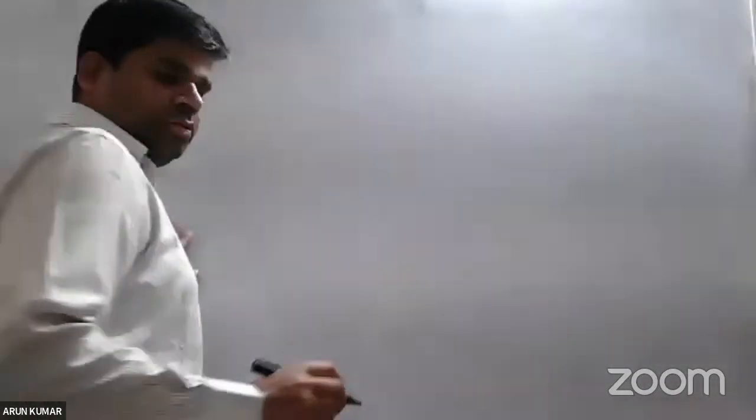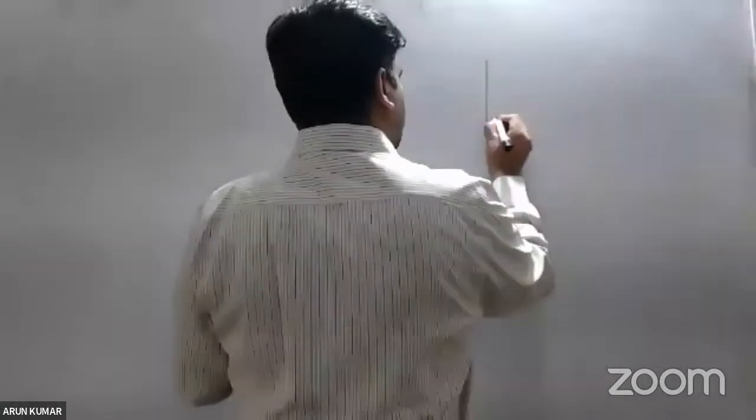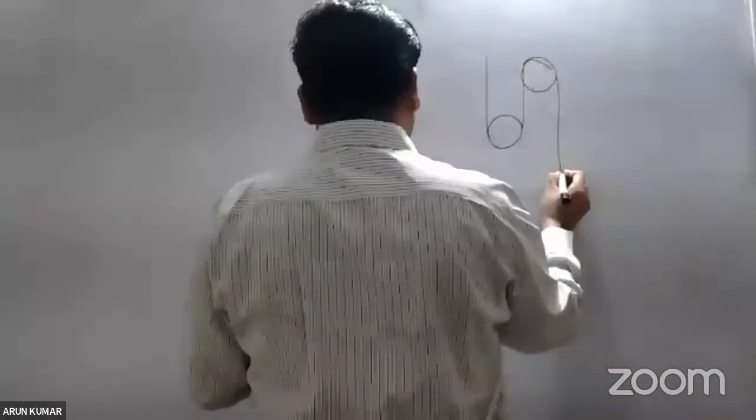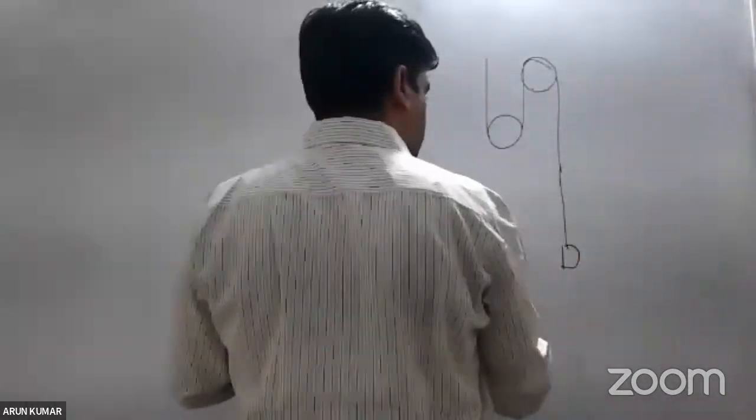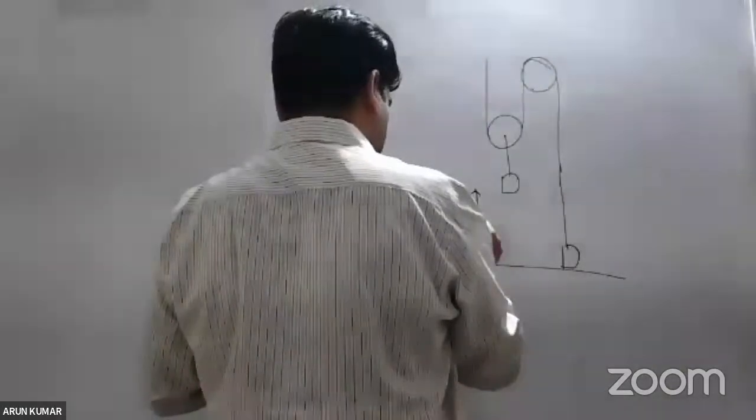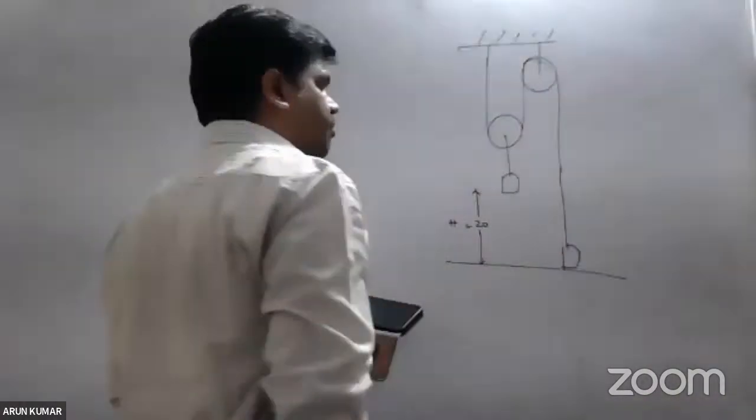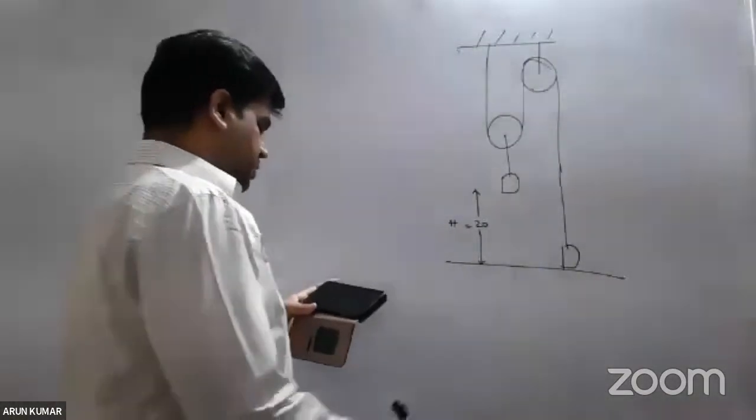First problem is a block system. This is a pulley block system. This is M. This is 4M.